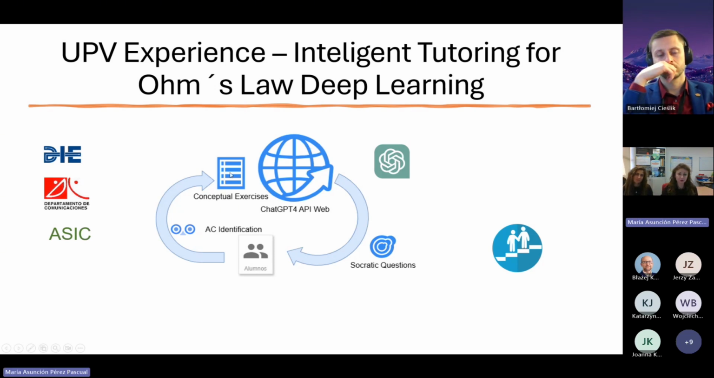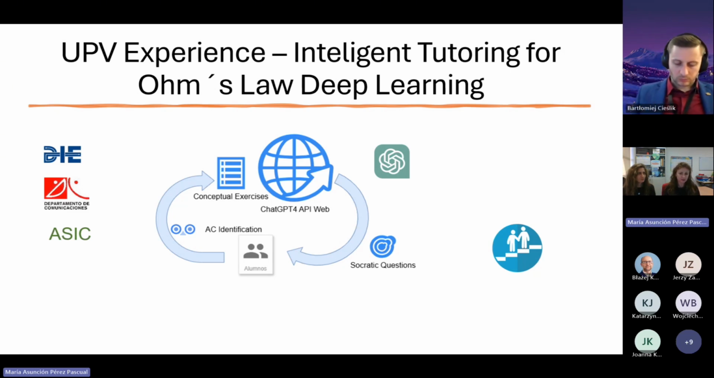This website has some conceptual exercises that have been specifically designed to confront students with their alternative conceptions. So the design of these exercises is key. Students are going to try to solve these exercises, and when they have some problem, they can ask the tutor, the ChatGPT. But the tutor is not going to solve the exercise. It is only going to ask questions. It has to perform Socratic questions in order to confront the students with their mistakes and to bring them to the expert way of thinking.